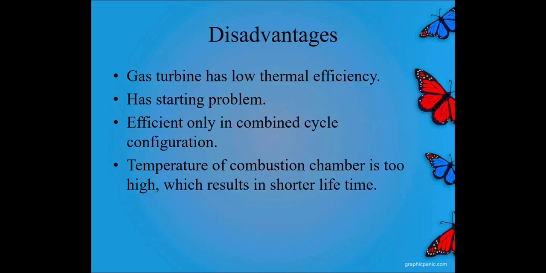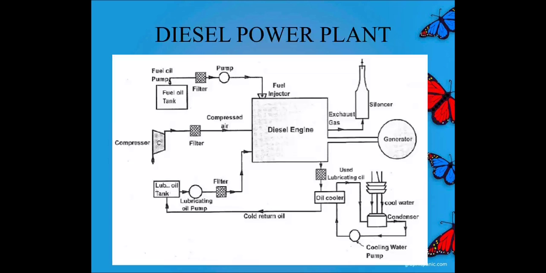It has a few disadvantages. The gas turbine has low thermal efficiency. Generally, it is combined with the steam power plant, which should increase the efficiency. It has some starting problems. It is efficient only when combined. The combustion temperature is too high, so the life should be decreased. That was the gas turbine. Next, we discuss the diesel power plant.